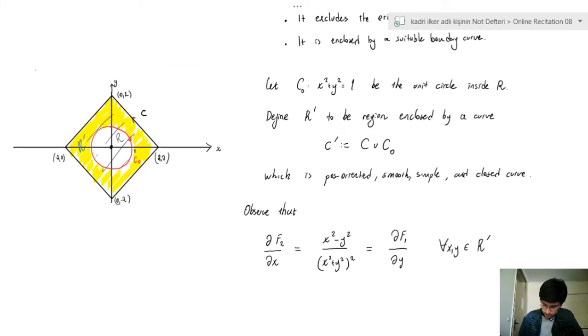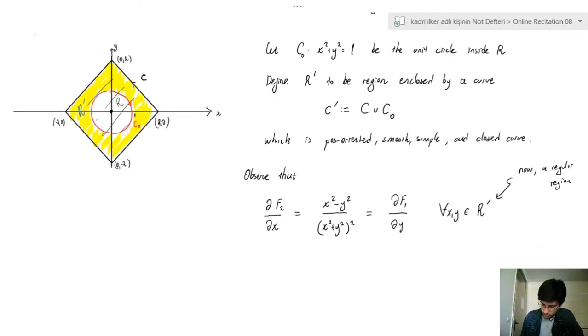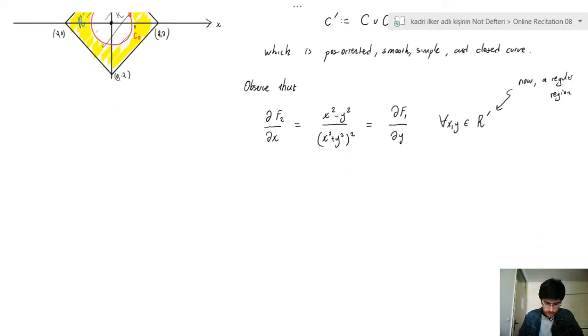I mean, this is a regular region. Here R prime is now regular. Now a regular region. Okay, fine. And now we can actually apply Green's theorem for the curve C prime.